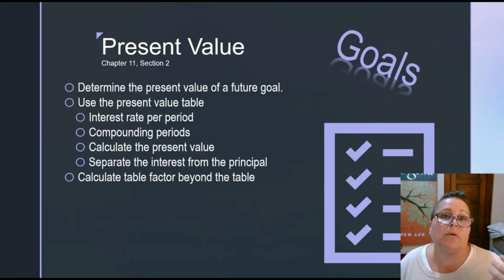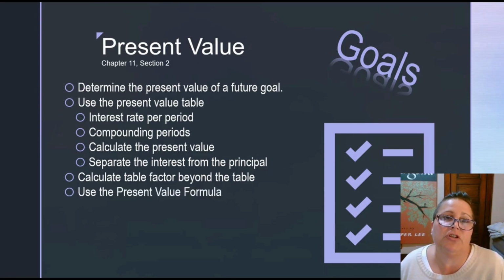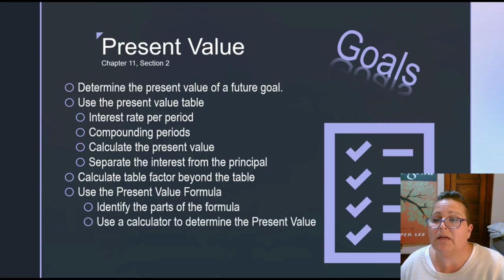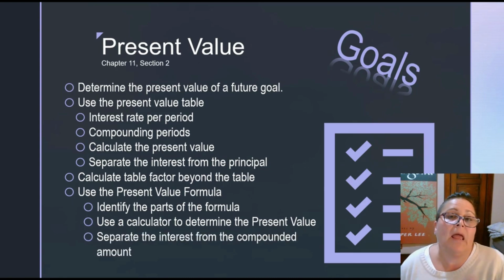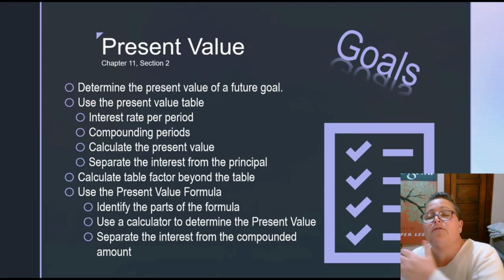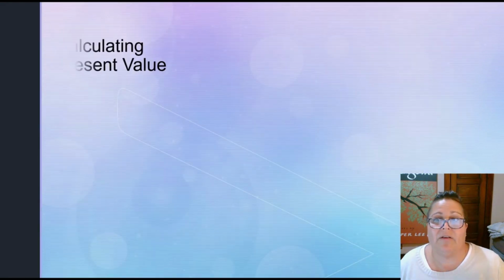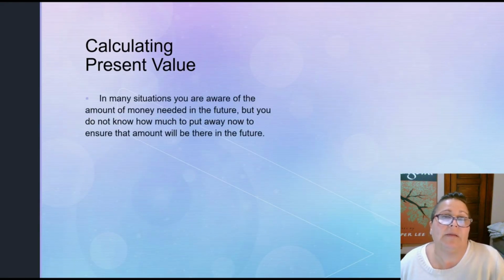We want to be able to calculate a new table factor, one beyond the table that you have access to, and we want you to be able to use the present value formula. That means you have to be able to identify the different parts of the formula. You have to be able to use a calculator with a power key to find the present value. And of course, we want you to, again, separate the interest in that account from the principal and the compounded amount.